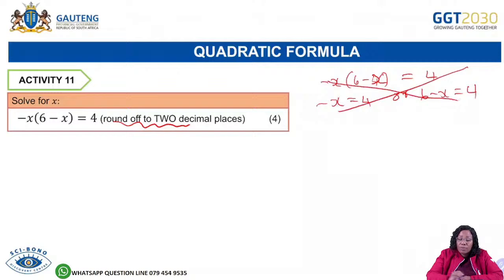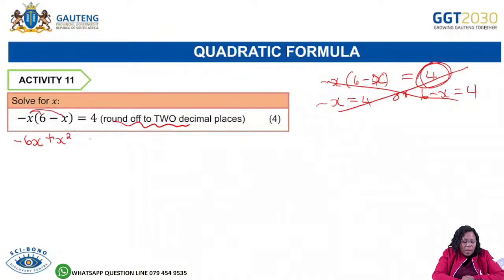That is totally wrong. We only do that if the value on the right hand side is a 0. I hope we are clear on that one. So in this case now, it's a must. You must multiply out your bracket. So this will give us a minus x times 6 is minus 6x. Minus x times minus x is a positive x squared. And then we transpose 4 to the side, it will be a minus 4 equal to 0.